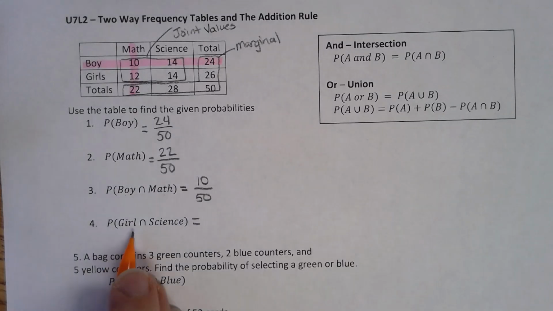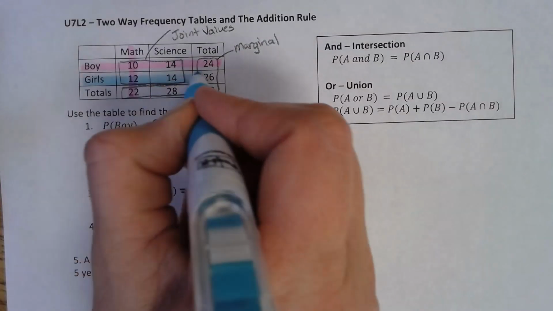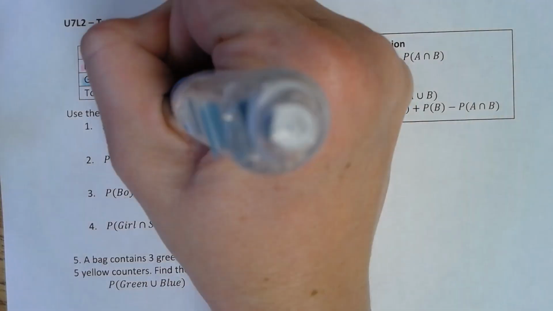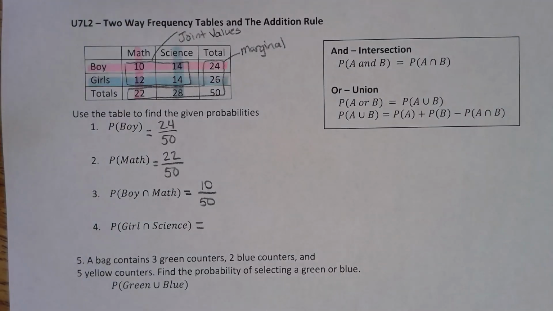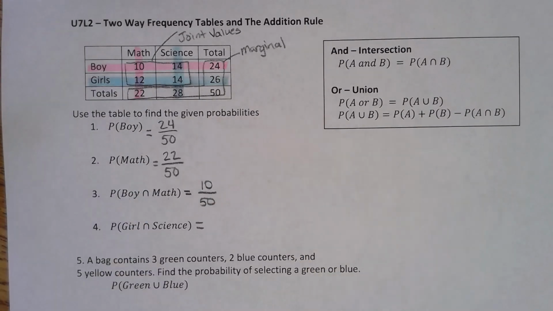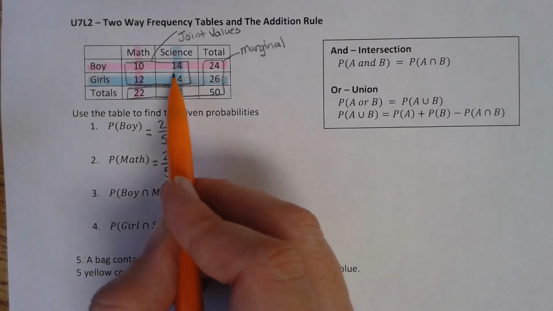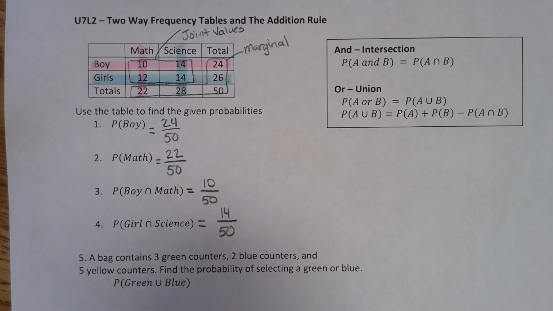Let's look at another intersection. What's the probability of a girl and they like science? So here we have girls and liking science. Again, look at that intersection. The girls that like science, there's 14 where those rows and columns intersect out of the total 50. So that is some basic probability using a two-way frequency table.